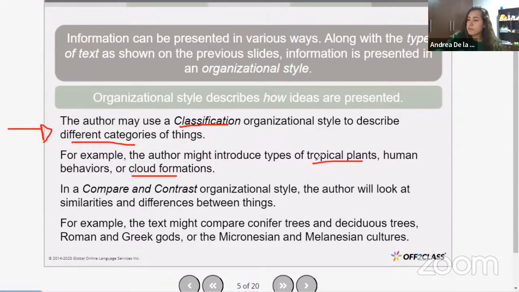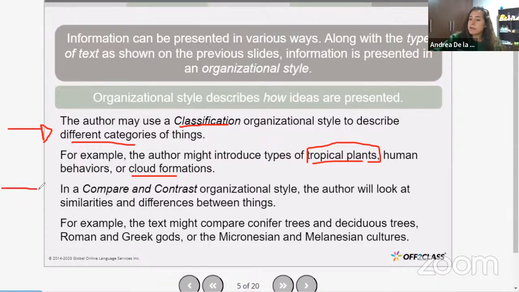So for example, we have types of tropical plants. So we have the first type. Let's say it's called, I don't know, let's say fungus. Then you have a description of what fungus is, and then you have an example of that. It's very common to have something like that when you get classification.